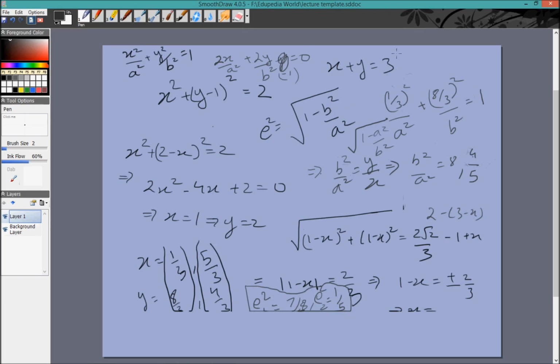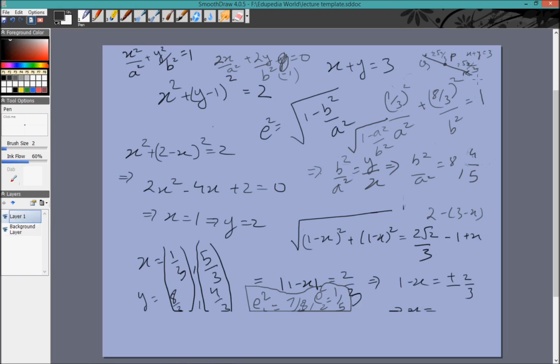We knew that x plus y is equal to 3 is a tangent to the circle x square plus y minus 1 whole square is equal to 2, right? So we substituted this, we calculated x is equal to 1, y is equal to 2. This was this point P, right? The line is x plus y is equal to 3. We needed the 2 points which were at a distance plus minus 2 root 2 by 3 from this point P, Q and R.